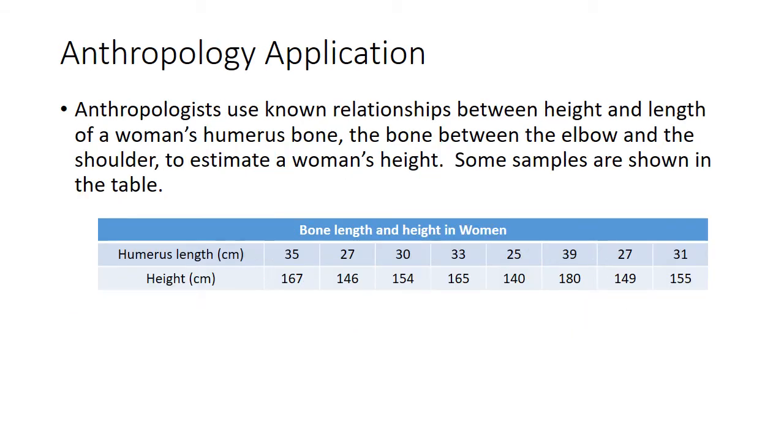So anthropologists will use the relationship between a person's height and how long their humerus bone is, which is the bone between your elbow and your shoulder. And so that relationship, if they have just the bone, they can estimate how tall a person is. So in this case, we're talking about women's heights. And so we have some samples shown in the table.